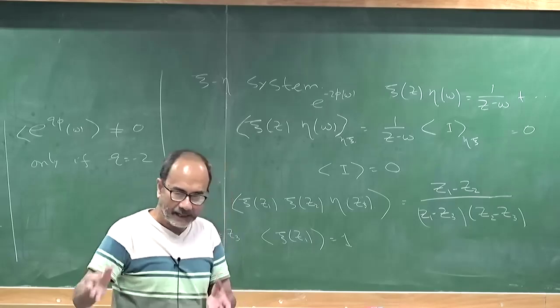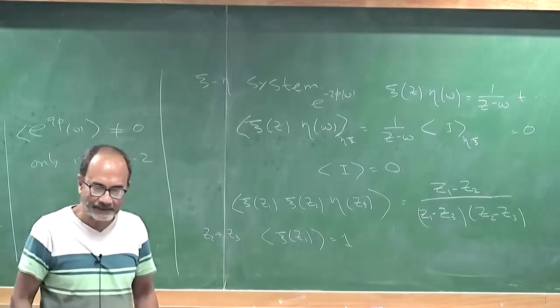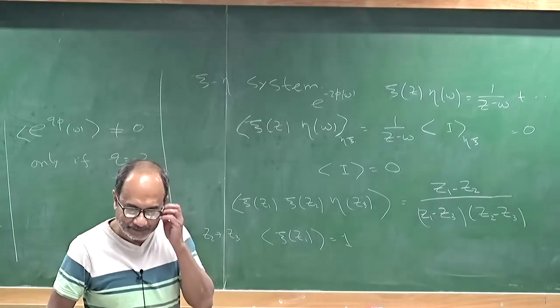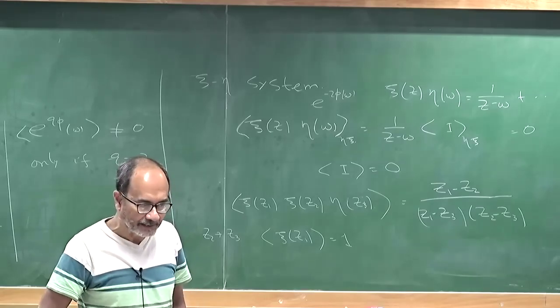Which is okay. Once I have given the xi correlation function, you can take derivatives to calculate the del xi correlation function. But there is a catch there. So I'll explain the catch, what the problem is.